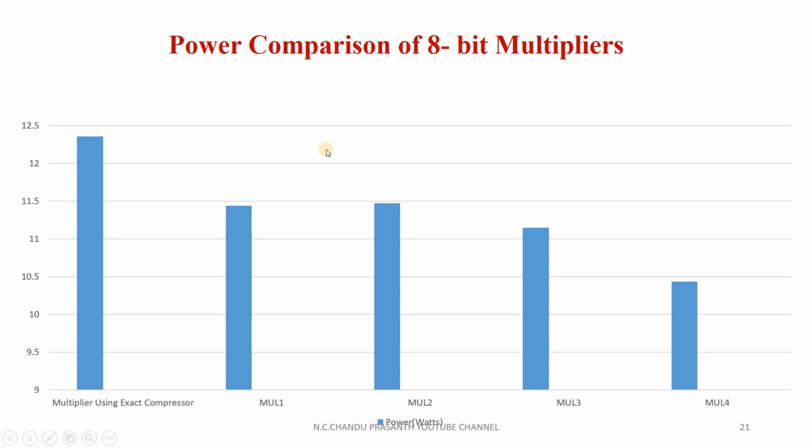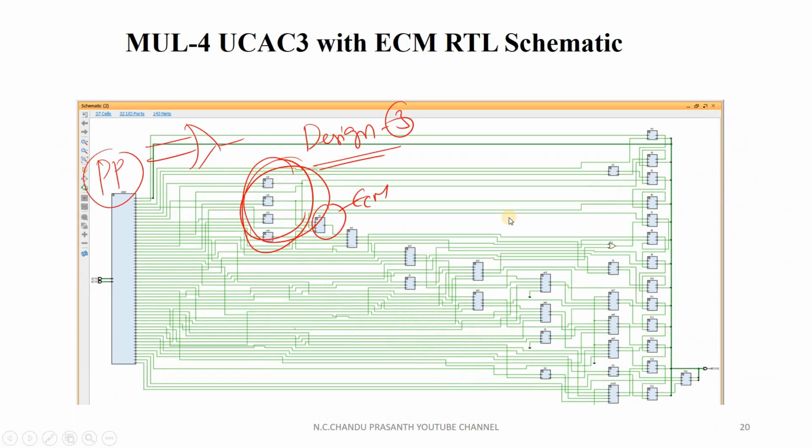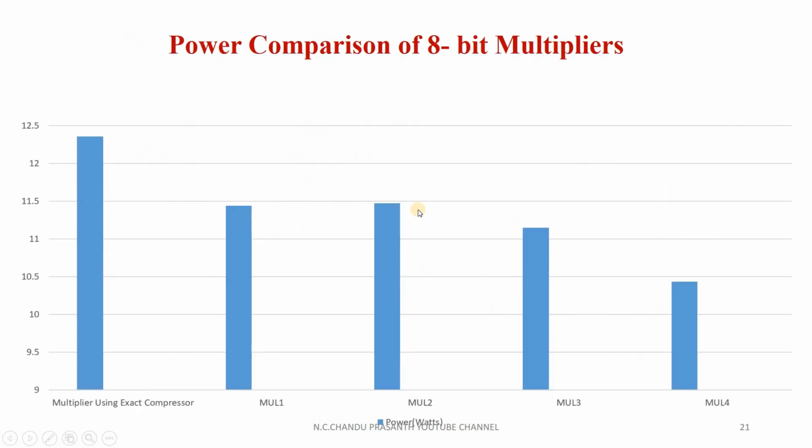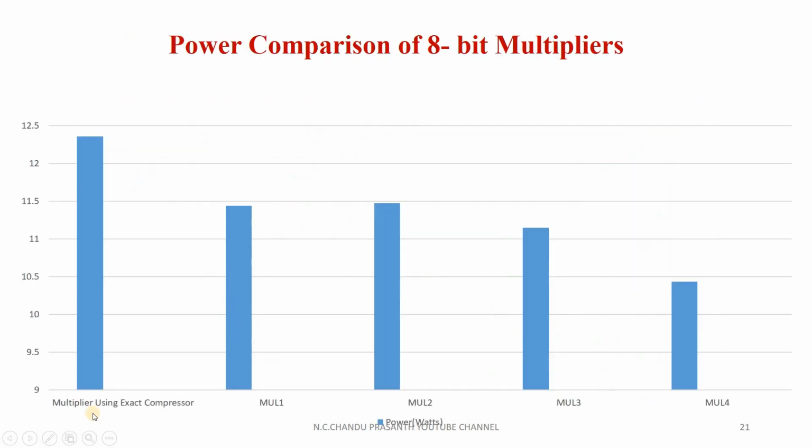Let me show you the power comparison of our proposed 8-bit multipliers. This is our proposed circuitry for the 8-bit approximate multiplier. If you calculate the power for all these various flavors of multipliers, we get powers like this. This is a multiplier using exact compressors only, without any approximate compressors; the power is around 12.2 watts.